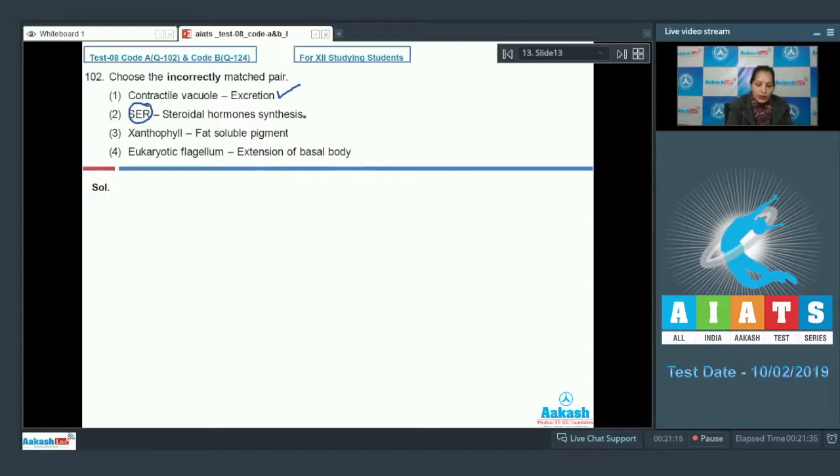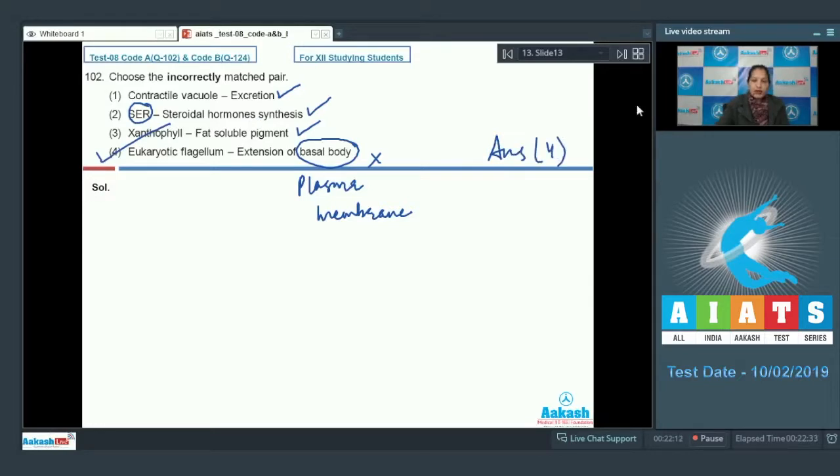Smooth endoplasmic reticulum helps in steroidal hormone synthesis, or one of its functions is synthesis of steroidal hormones. It is also correct. Xanthophyll is a fat-soluble pigment. It is also correct. Like carotenoids, xanthophylls are also fat-soluble pigments. Fourth, eukaryotic flagellum is an extension of basal body. No, it is an extension of plasma membrane, not the extension of basal body. So the incorrectly matched pair is the fourth one. So the correct option for the given question is option number 4. Let's move to the next question.